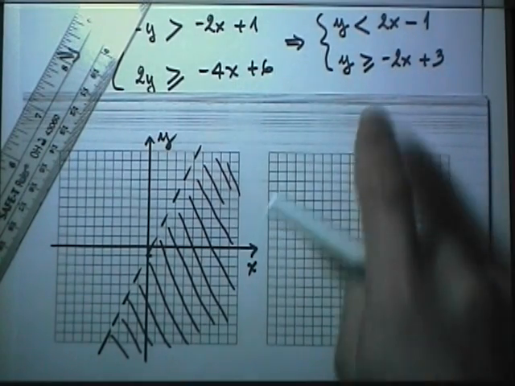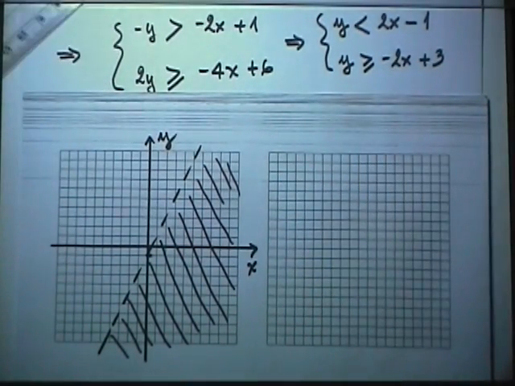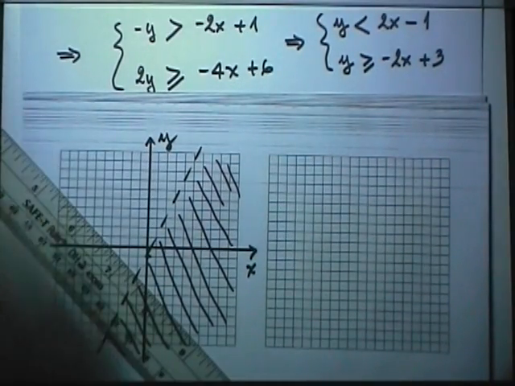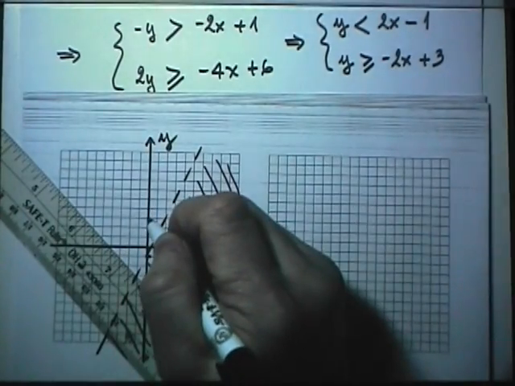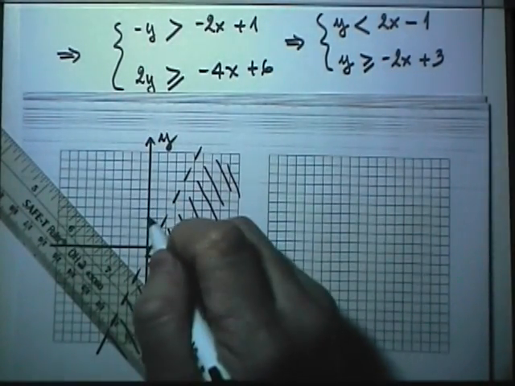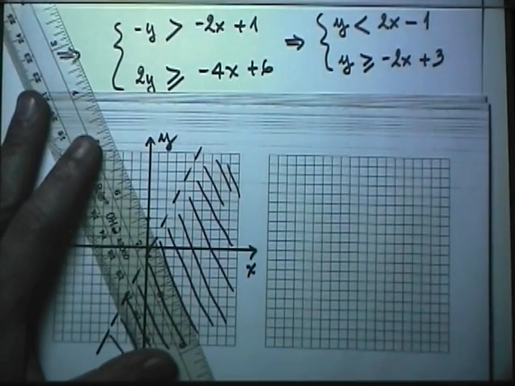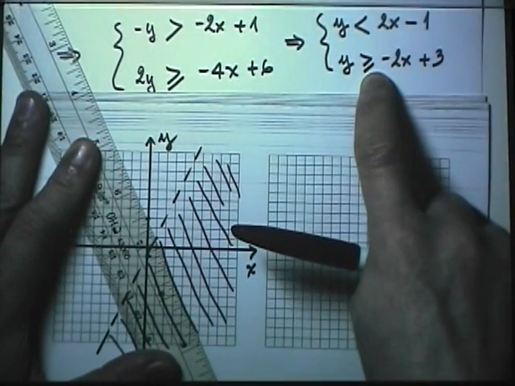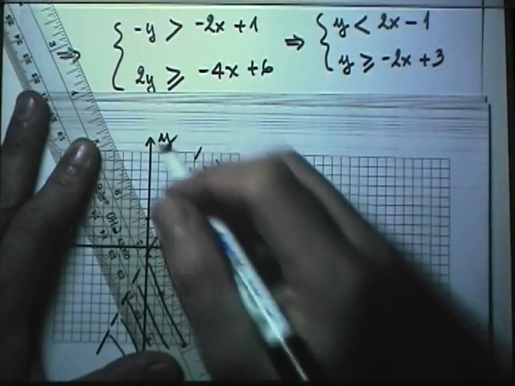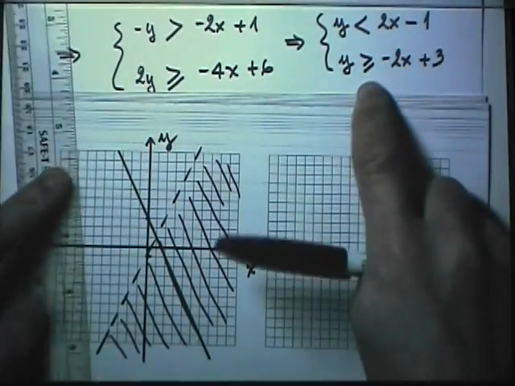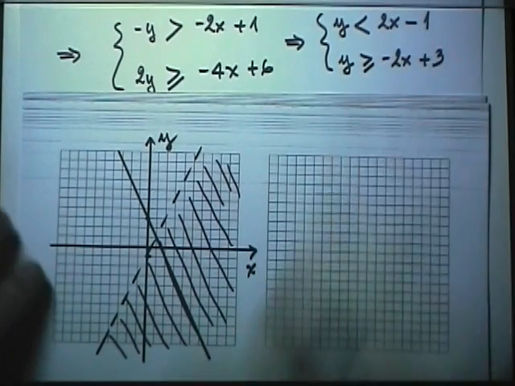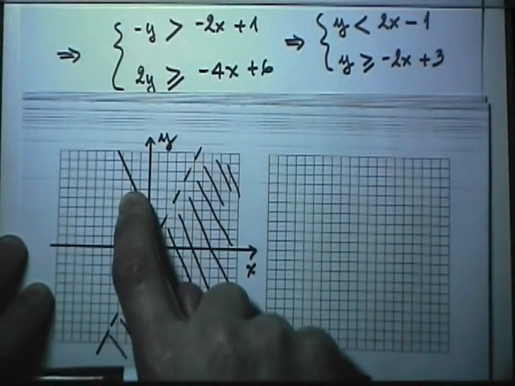Next, for my second inequality, I'm going to graph it on the same graph. My y-intercept this time is a positive 3, so it's right there. And the slope is a negative 2 this time, so my line is going to look like this. For a head start, this time the inequality is greater than or equal to, so it does involve the equal sign, meaning I want my line to be a solid line. So this is my line, y equals minus 2x plus 3.